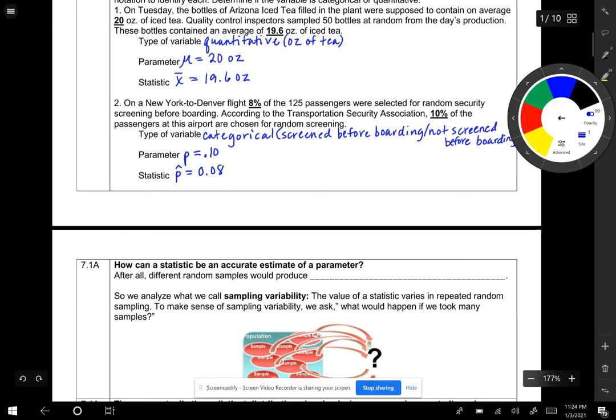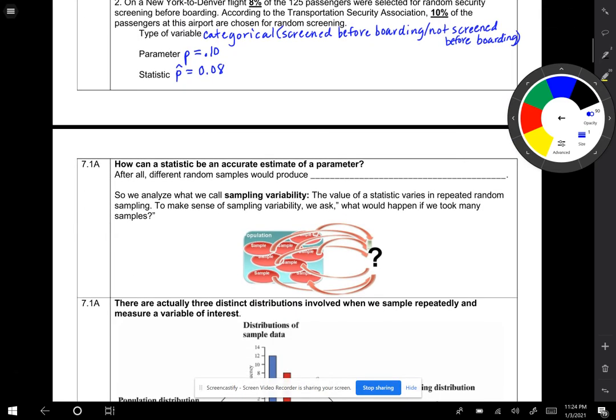Great. How can a statistic be an accurate estimate of a parameter? After all, different random samples would produce different values of the statistic. So we analyze what we call sampling variability. The value of a statistic varies in repeated random sampling. To make sense of sampling variability, we ask what would happen if we took many samples.